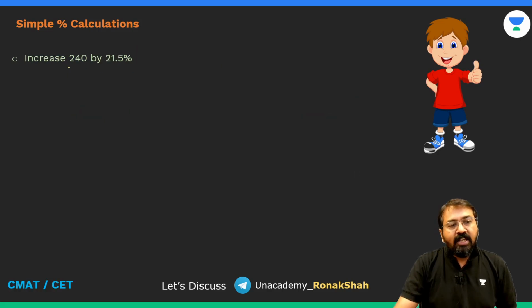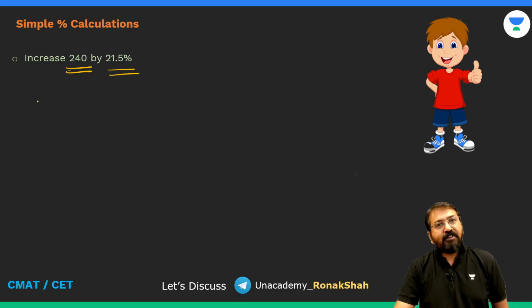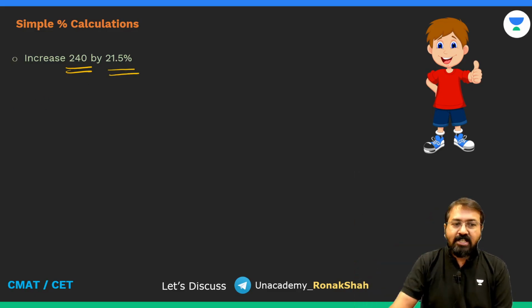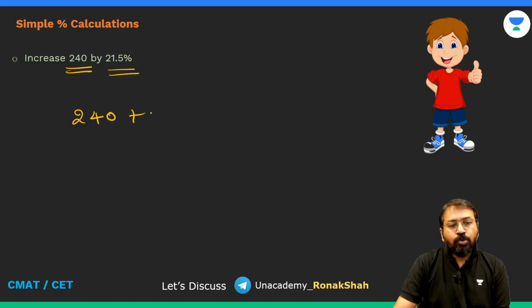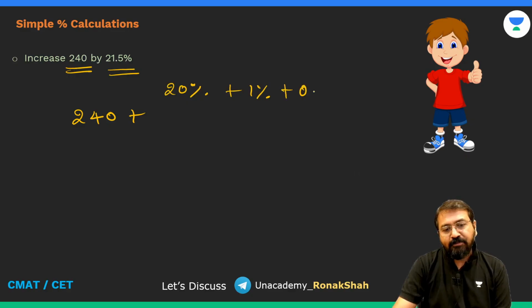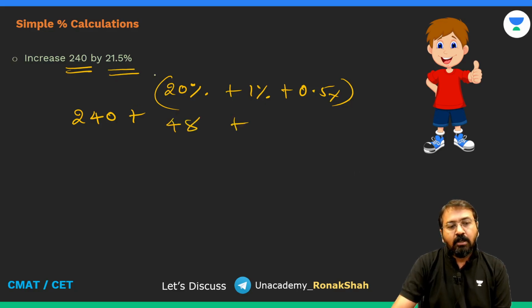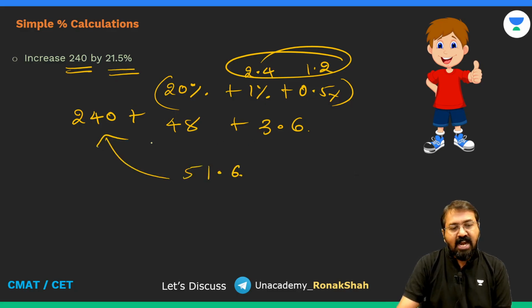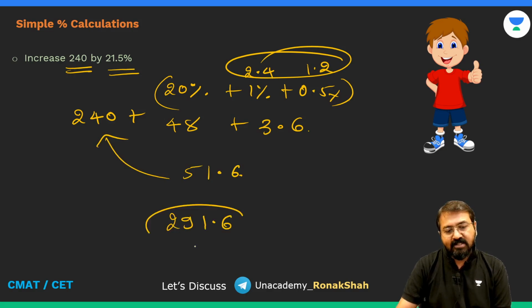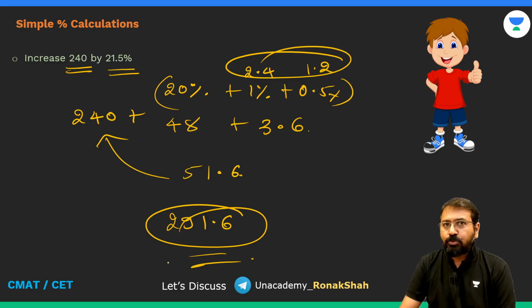Similarly, if I ask you, increase 240 by 21.5%, so what will be that value? So guys, once again, what you need to do is you need to add that 21.5% to 240. So you can find out 20%, and then you can find out 1% and then 0.5% and just add all these values. So 20% is straight away 48, 1% is 2.4, so 0.5% will be 1.2, so this will be 3.6. So 48 plus 3.6 will be 51.6. So just add this, it will come out to be 291.6. This is the speed with which you should be able to do your calculation.